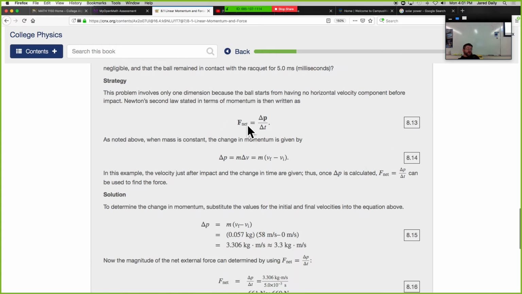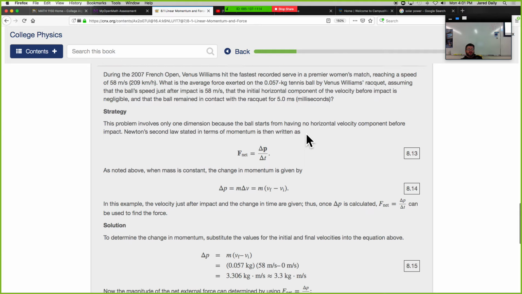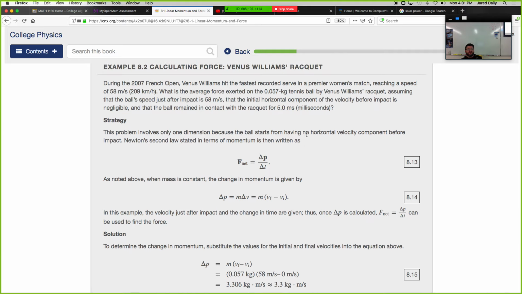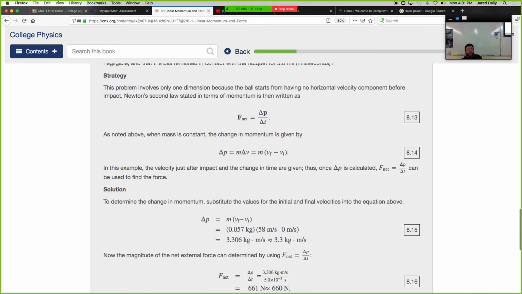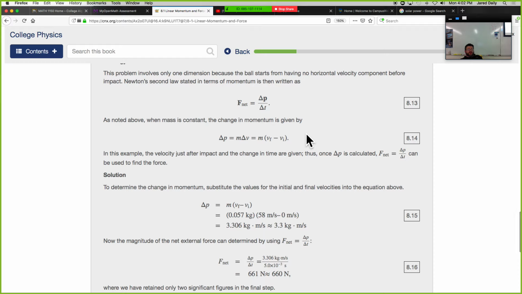Here's our equation. Net force equals change in momentum over change in time. We want to know the force. So what we're going to do is try to solve this equation by solving for the change in momentum and then plugging in the change in time. The change in momentum is just mass times change in velocity, so velocity final minus velocity initial.